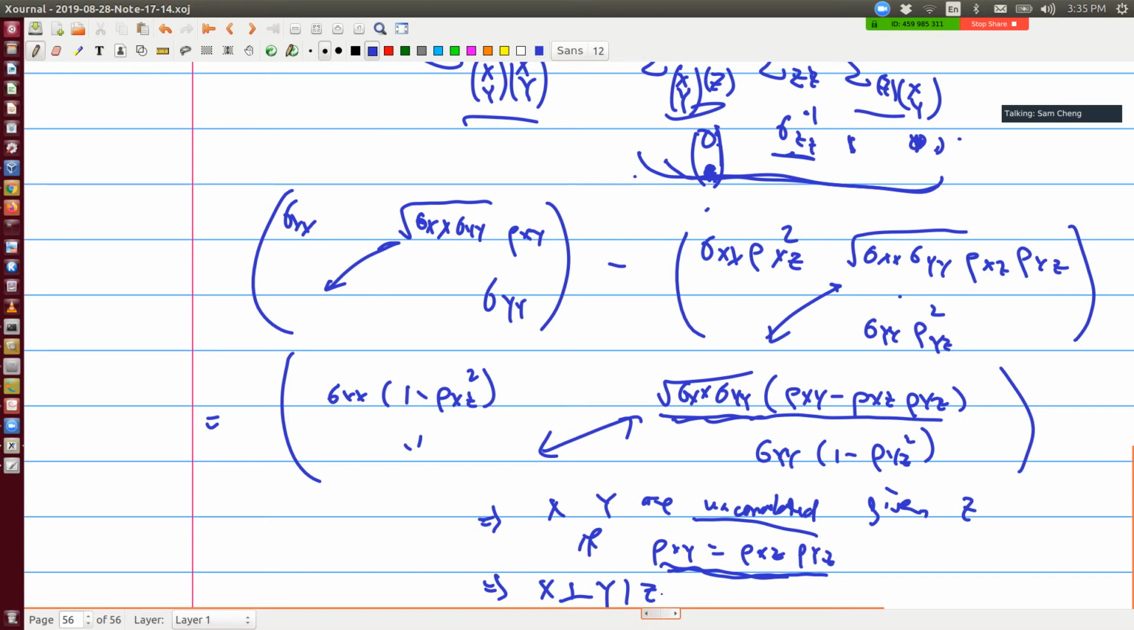Oh, because this is 0. Yeah, this is 0. Oh yeah, okay, that's right. And uncorrelated in the Gaussian is independent. Yeah, we showed that earlier.